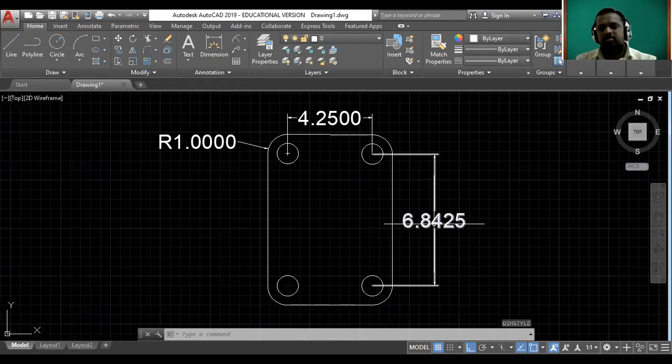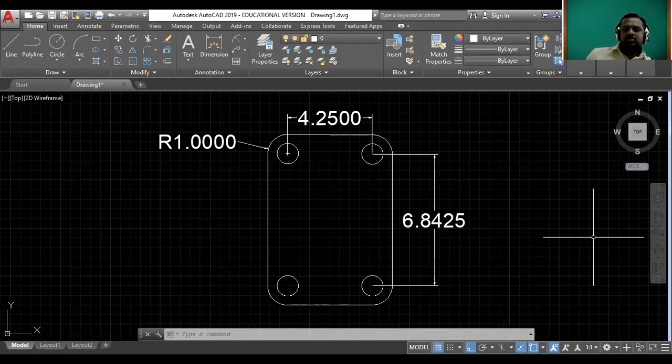Again, it is big. Okay, no problem. So understood how to draw? Yes, please, sir.